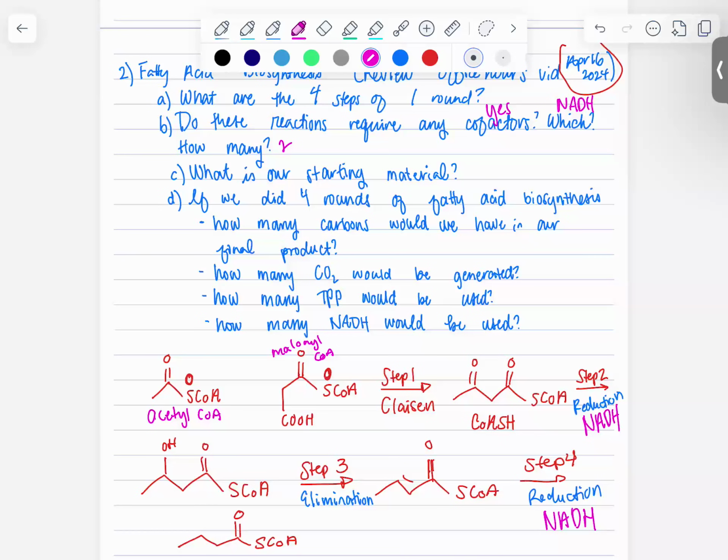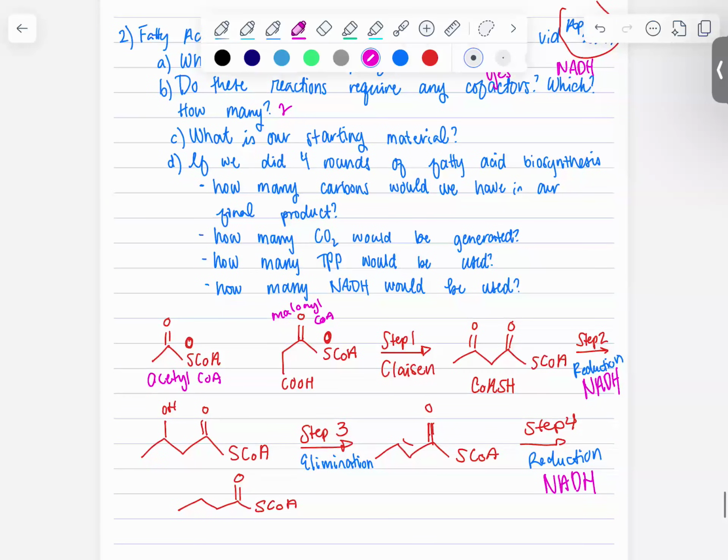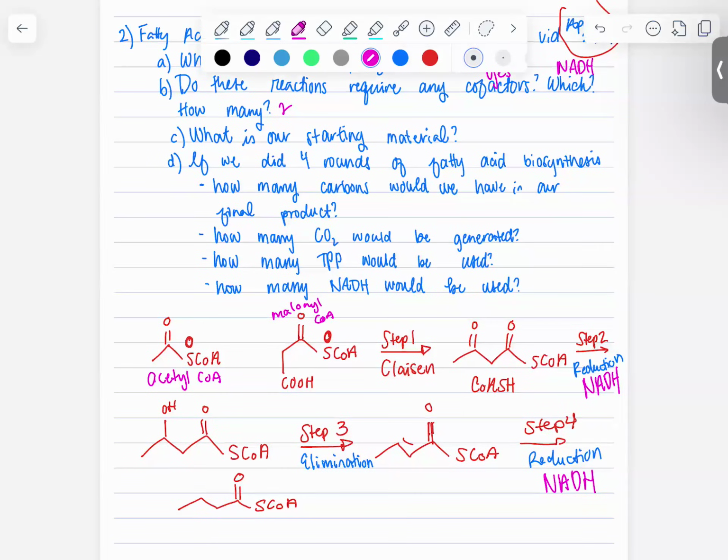Now, the next part is a little bit of math. If we did 4 rounds of fatty acid biosynthesis, how many carbons would be in our final product? How many carbon dioxide would be generated? How many TPP would be used? How many NADH would be used? We'll work our way from the bottom up. How many NADH get used in one round? So how many would get used in 4 rounds?